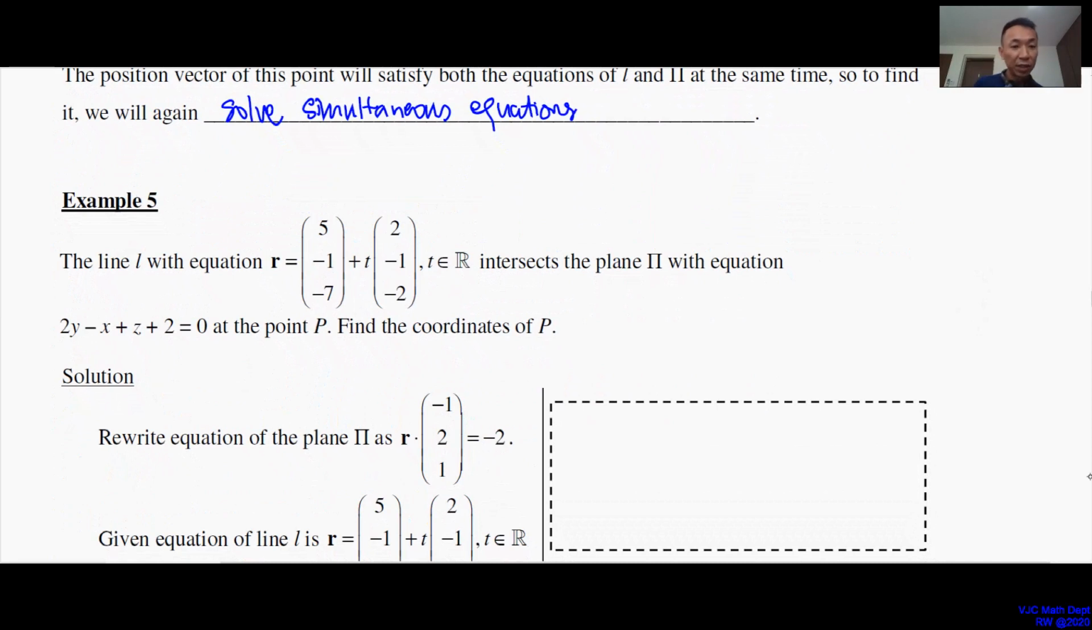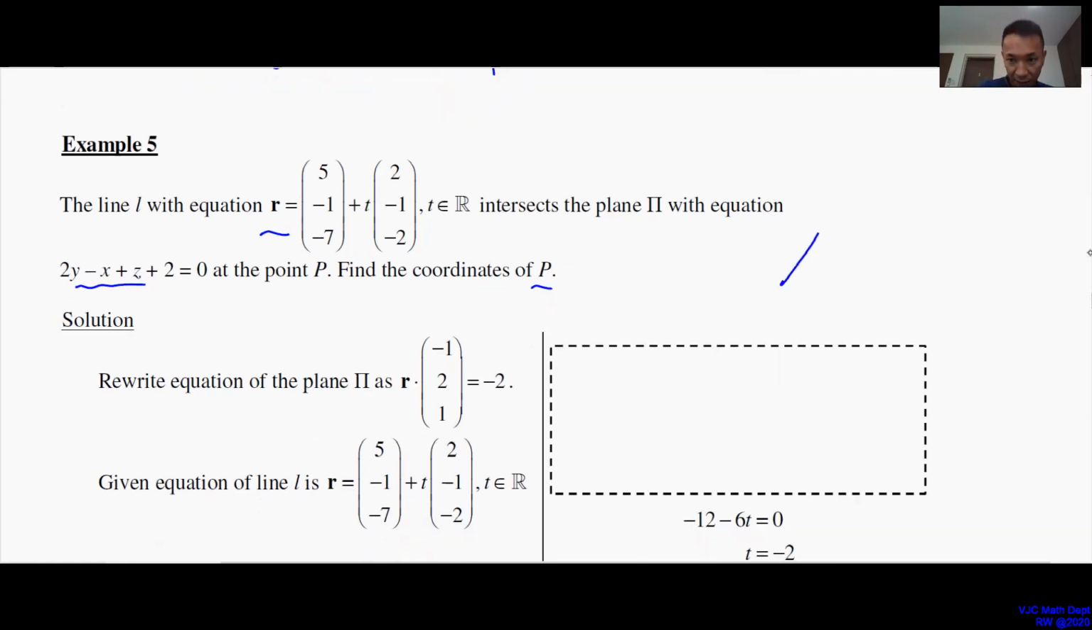The line of equation, this one is the equation of a line, intersects a plane with this equation. Find the coordinates of P. Find the coordinates of P. So this diagram is like that. The line, this is the point P. This is the point P. It lies on the line as well as lies on the plane itself.